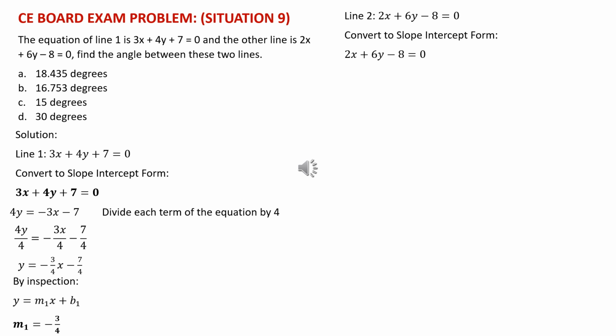All we have to do is to convert it also to slope-intercept form. The equation 2x plus 6y minus 8 equals 0. As we can see in this given equation, 2x and -8 were transposed to the right-hand side of the equation. That is why 2x now is -2x and -8 is +8. Then afterward, we have to divide each term of the equation by 6 since 6 is the number being multiplied by y.